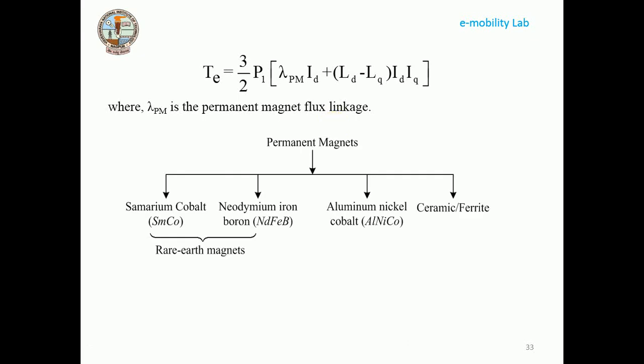Now the torque equation is going to change. This is 3/2. Only this permanent magnet flux component will be added to the previous one, where this lambda PM is the permanent magnet flux linkage. Now, selection of these magnets. Under the rare earth category, we have SmCo and neodymium iron boron magnet, and under the non-rare earth category we have aluminium, nickel, cobalt, and ceramic or ferrite magnets.